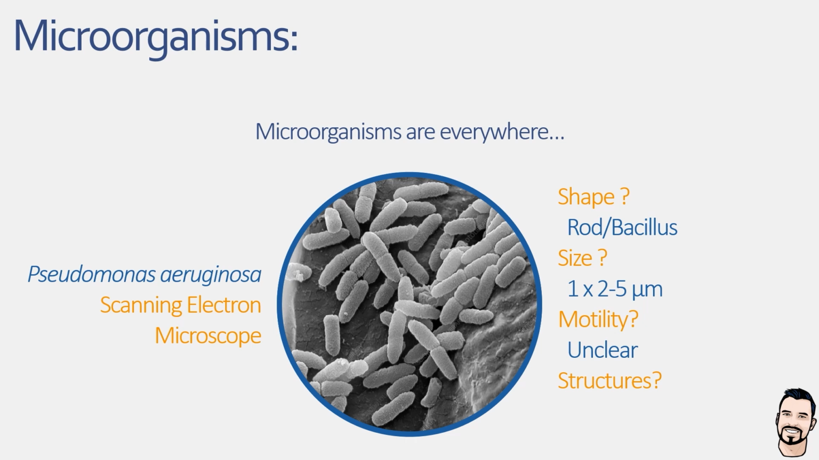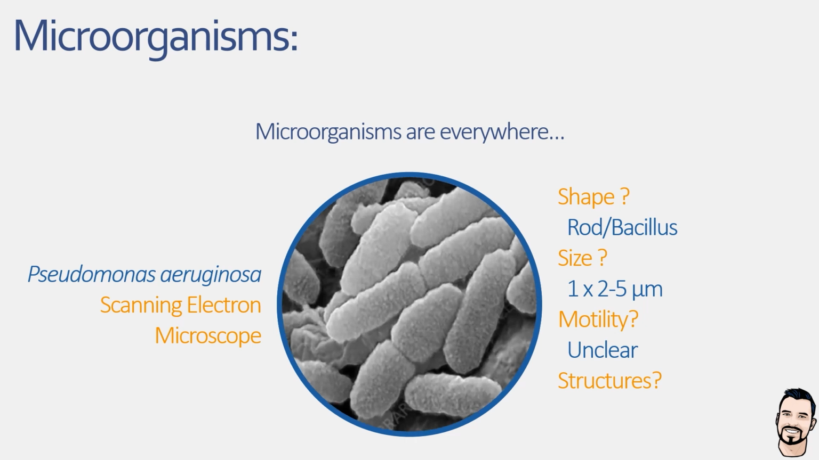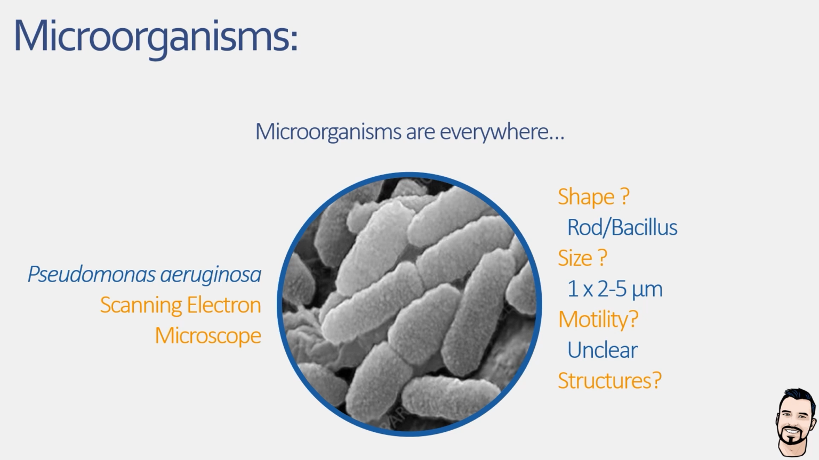However, we can start to see some structures. And so if we were to zoom in, we can see some of the bacterial cells are undergoing cell division, and we have the formation of a septa between the two cells as one mother cell becomes two daughter cells.